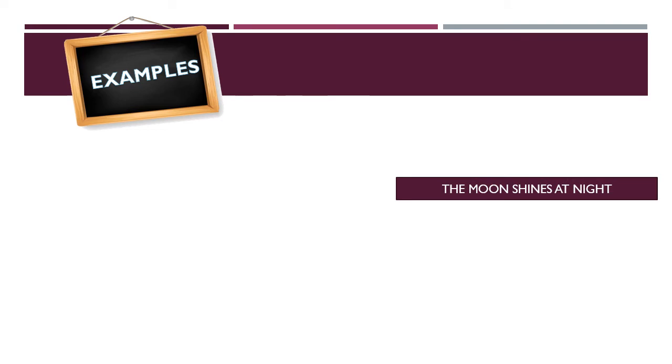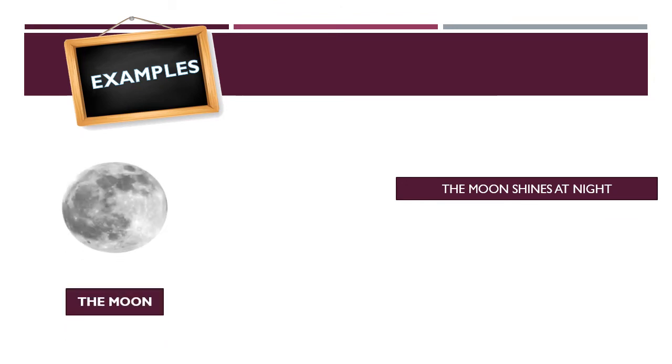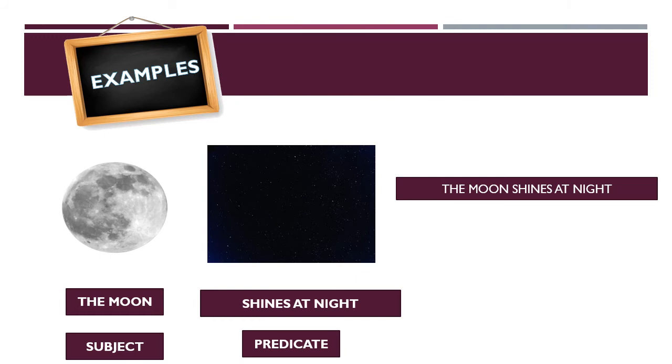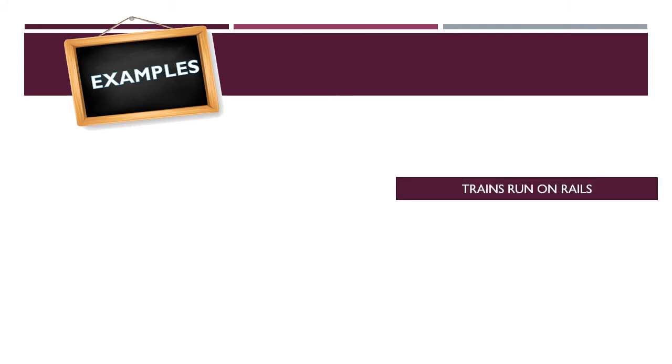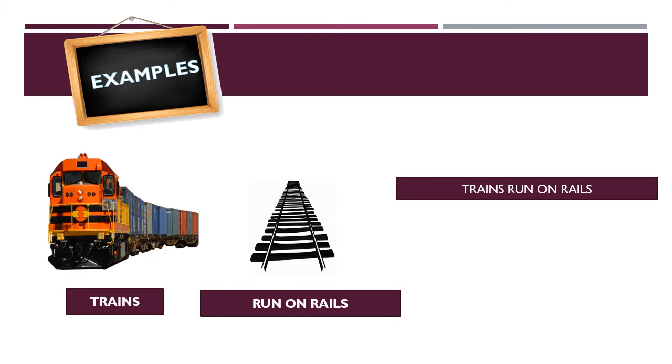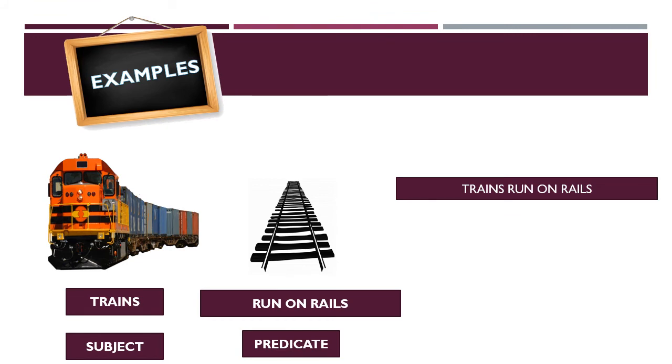The moon shines at night. Here the subject is the moon, and the predicate is shines at night. Children, next example: trains run on rails. Here trains is the subject. Run on rails is the predicate.